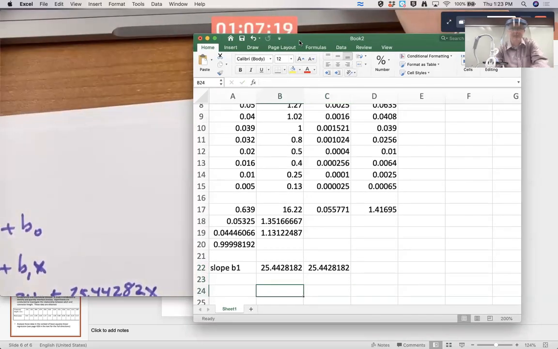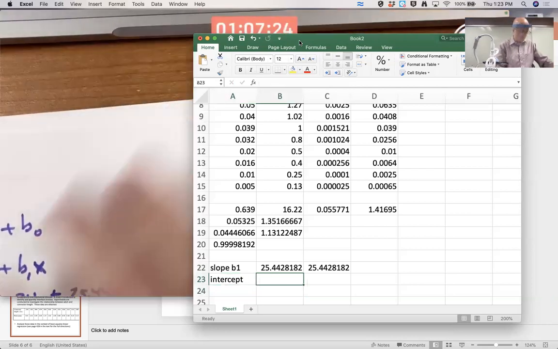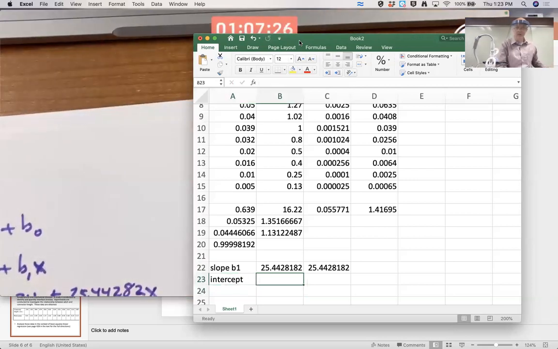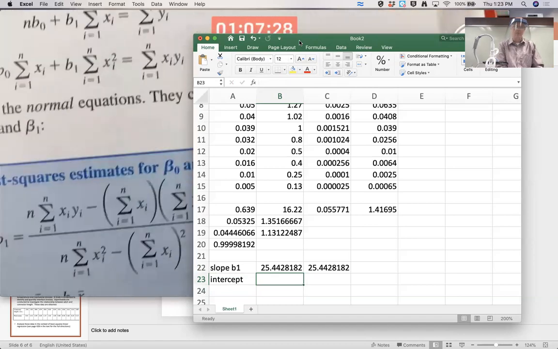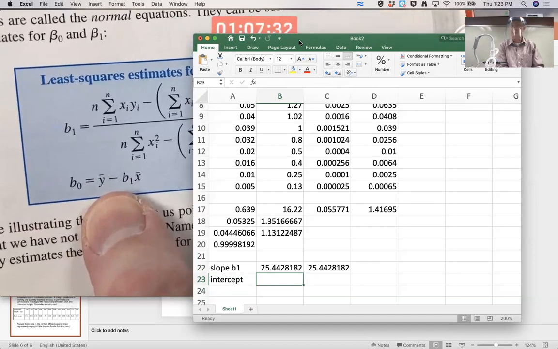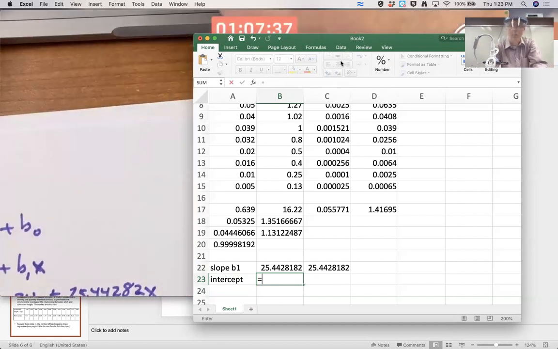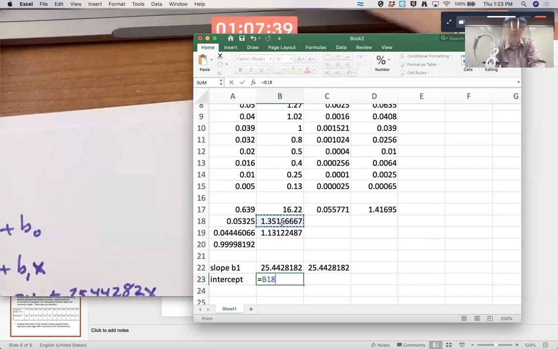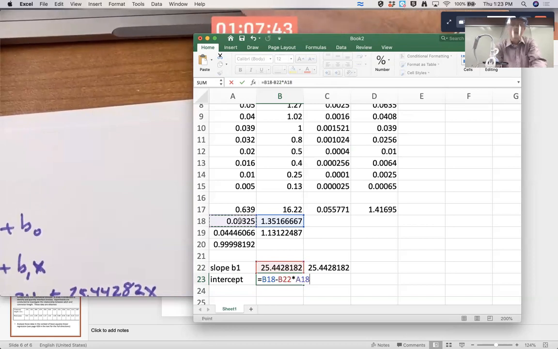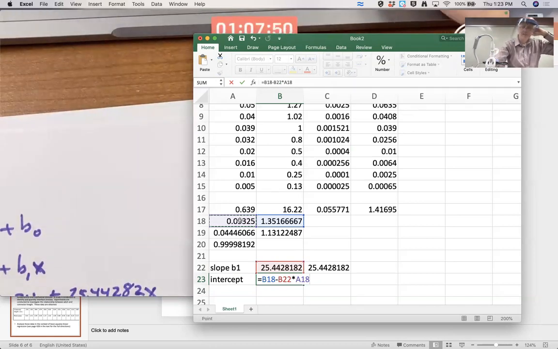The intercept, again, the formula in the book is y bar minus b1 times x bar. Mean of the y's minus the slope you just found times the mean of the x's. Y bar is there minus b1 times x bar. That'll be the intercept. This was a small negative number, negative 0.003 or something.